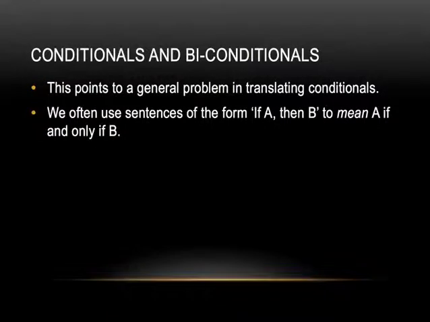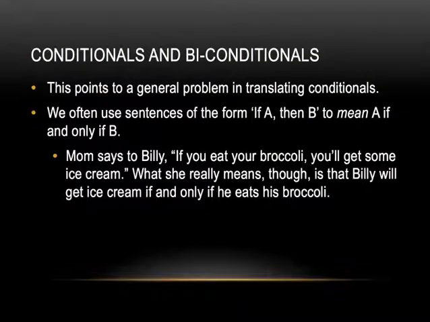Now, this issue really concerns conditionals and biconditionals more generally, and it really points to a general problem in translating conditionals in English. That's because we often use sentences of the form if A then B to mean not just the material conditional that we would translate with the arrow, but instead the biconditional, A if and only if B. As an example, suppose that Mom says to Billy, if you eat your broccoli, you'll get some ice cream. Now, she expects to be taken to mean that Billy will get ice cream if and only if he eats broccoli.